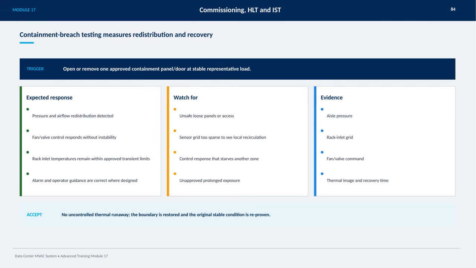Ultimately, we will accept the test if there is no uncontrolled thermal runaway and the containment boundary is restored, confirming that the system has returned to its original stable condition. This ensures the data center's MVAC system remains reliable and resilient under breach scenarios.